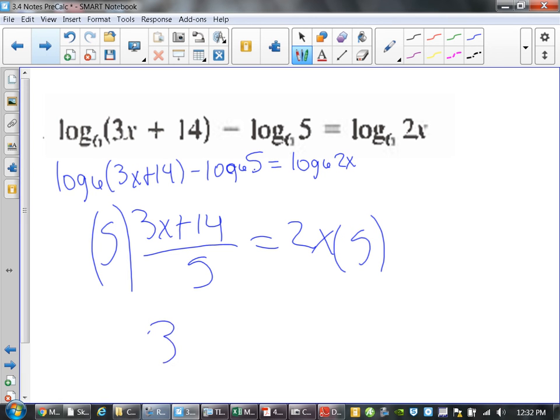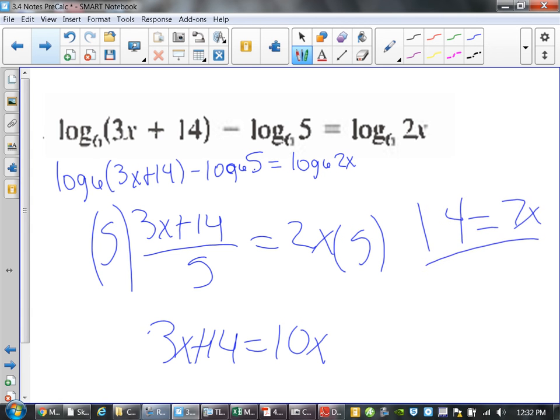Take her to prom. 3x plus 14 equals 10x, and then you move the 10x over there. Why would you do that? Because that's easier. So then you get 14 equals 7x. Divided by 7, x equals 2.